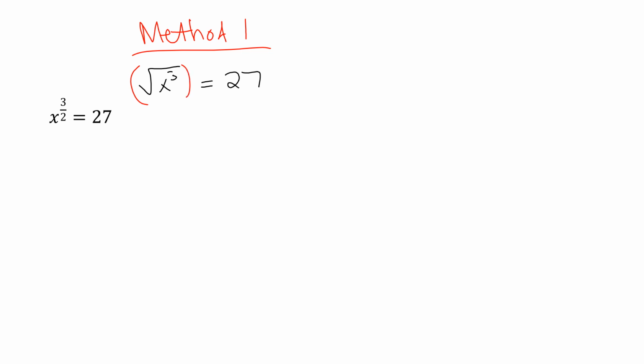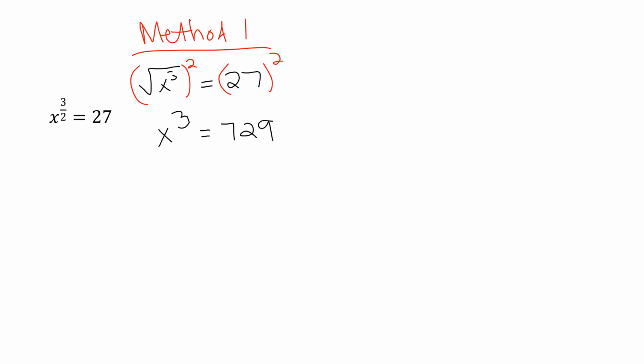We know to get rid of a square root, you would just square both sides. So the square gets rid of the square root. That's going to leave us with x cubed equals 729. 27 to the second power, 729.